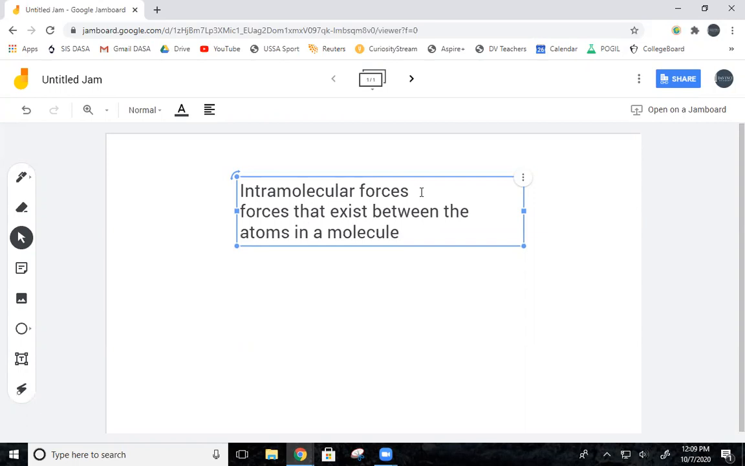Yes. So intramolecular forces are forces that exist between the atoms in a molecule. Okay. So the potential energy of, so with these forces, let's talk about this before we get into the potential energy of them.